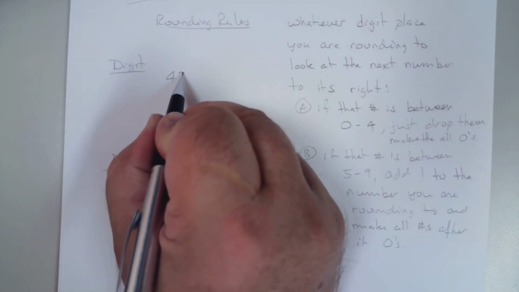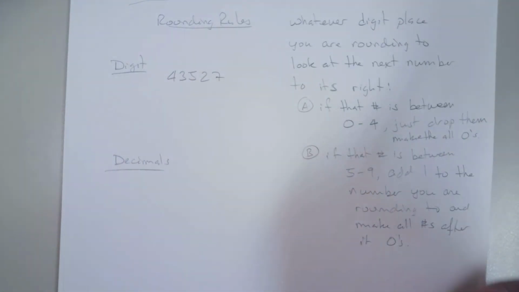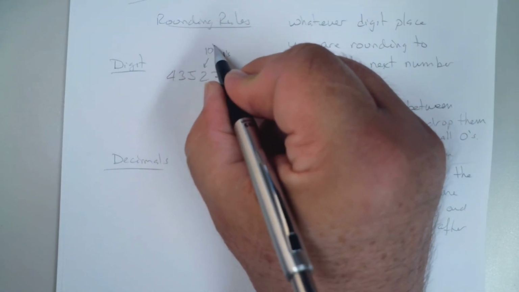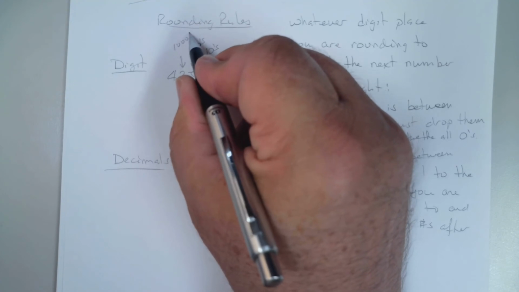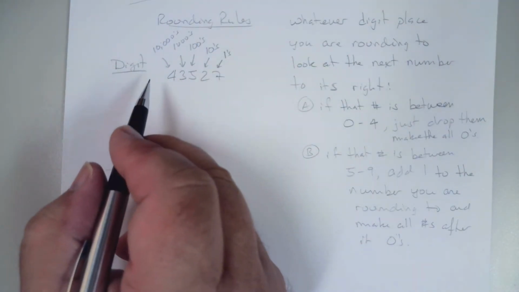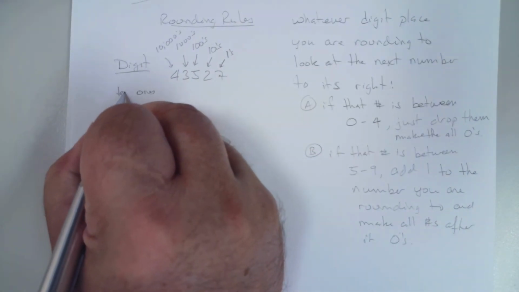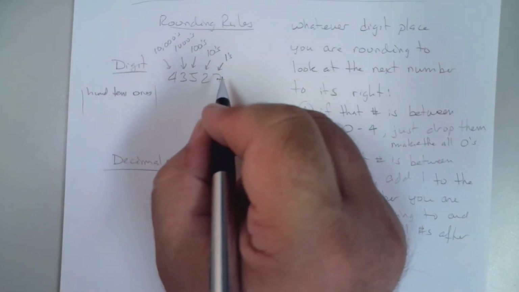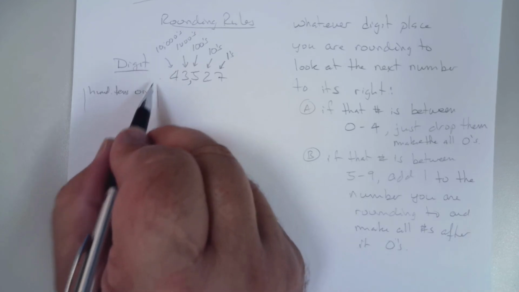So let's say I had the number 4, 3, 5, 2, 7. Because this is the ones, this is the tens, this is the hundreds, this is the thousands, and this is the 10,000s. Next would be 100,000, millions, 10 millions, hundreds. So it always goes in ones, tens, hundreds. Always goes in those three. That's why we group them with groups of three. Ones, tens, hundreds, ones, tens, hundreds, ones, tens, hundreds.